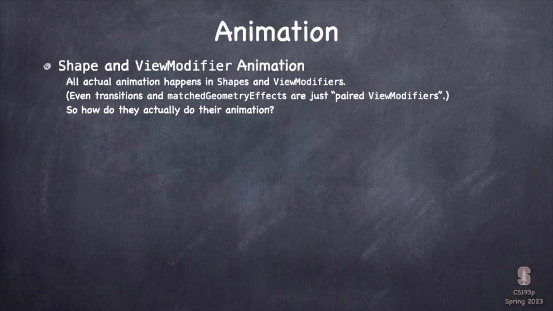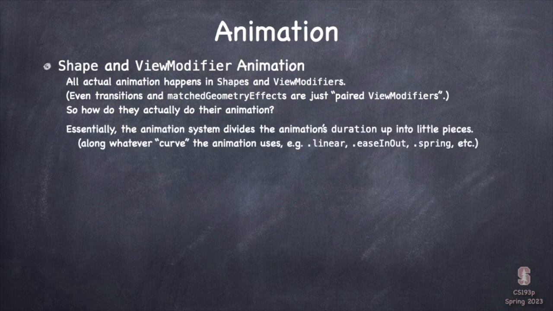So I told you that view modifiers and shapes are where animation happens. So how does that work? What's the engine inside of a view modifier that makes these things do what they do? Well, it's actually pretty straightforward. Essentially, as you might imagine, the animation system is going to take the animation duration and divide it up into little pieces, and it's going to ask the view modifier, okay, what do you look like here? What do you look like here? What do you look like here?